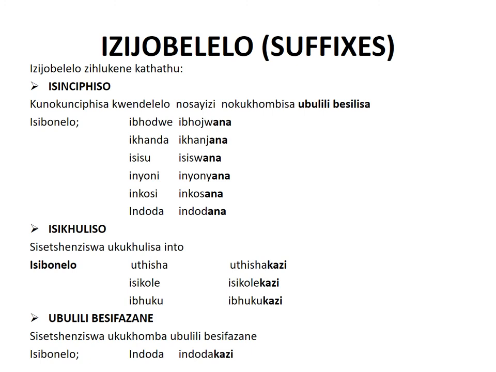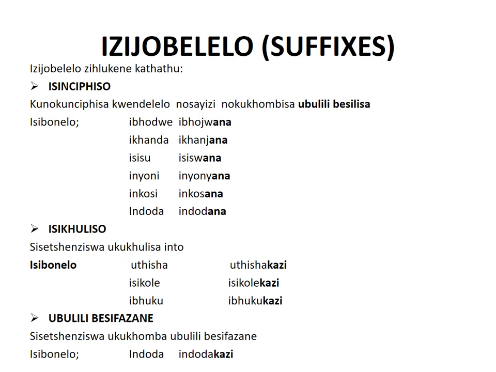Siqhubekeke senze isijobelelo sesikhuliso. Isijobelelo sesikhuliso sisetshenziswa ke ukukhulisa into, when you make something big or when you are exaggerating. Uthisha, that is a sibonelo, uthisha, uthishakazi. When you're talking about uthishakazi, you're talking big or talking great about your teacher. Isikole, a big school. Ibhuku, a big book.